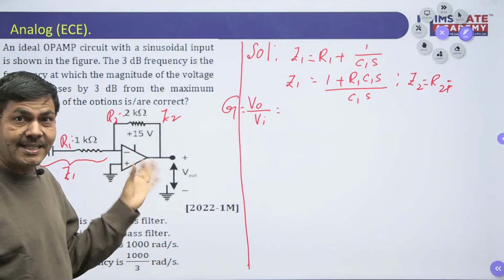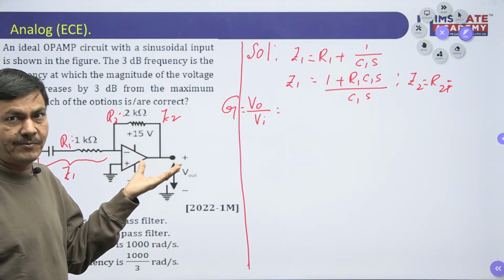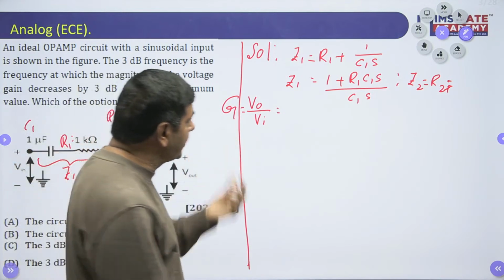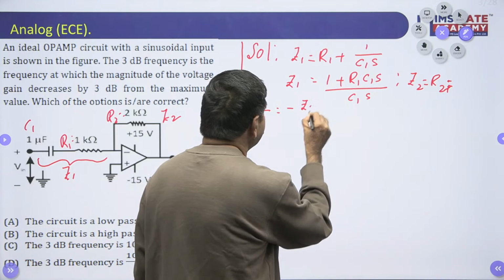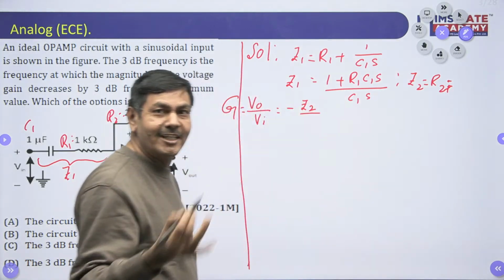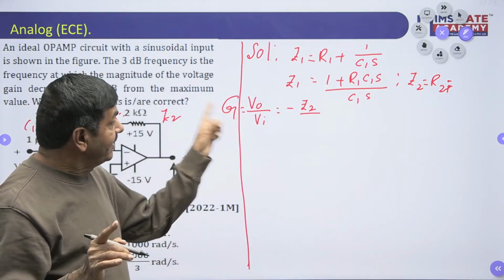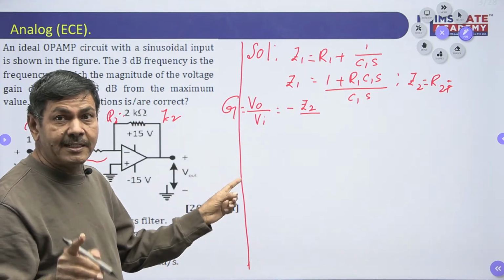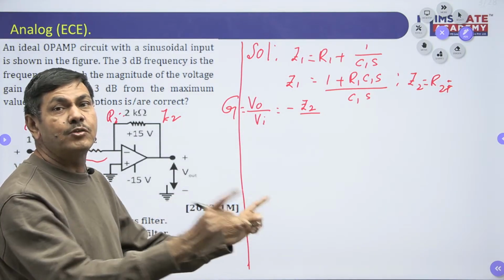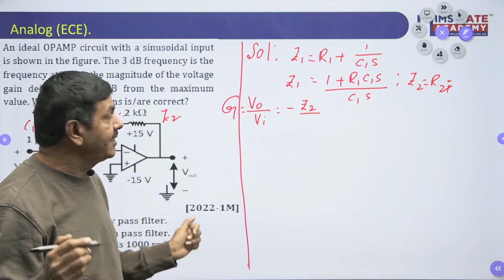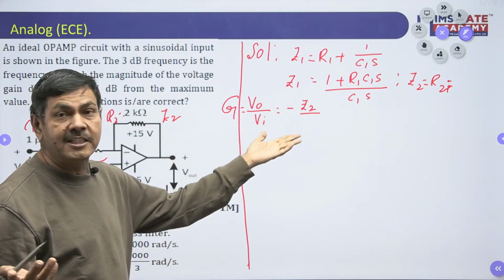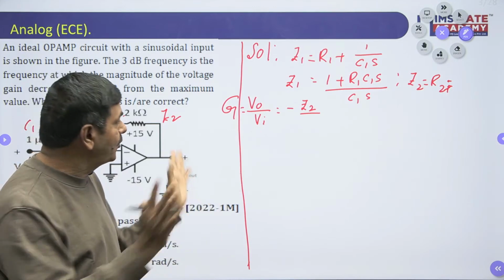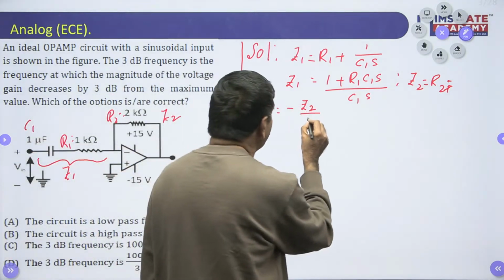It can act just like an inverting operational amplifier. If it is acting as an inverting operational amplifier, I gave you that formula in the class. The inverting operational amplifier has the gain of minus Z2 by Z1. The students who attended my class know this better. Anyhow, you can take it now: G equals minus Z2 by Z1 only.